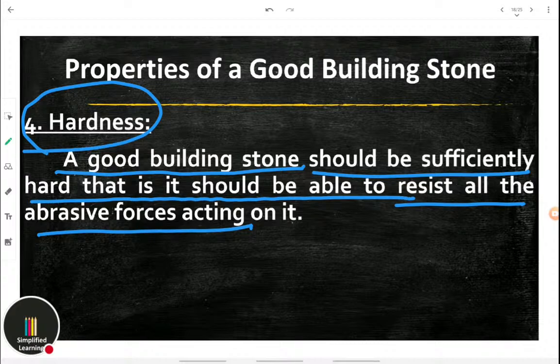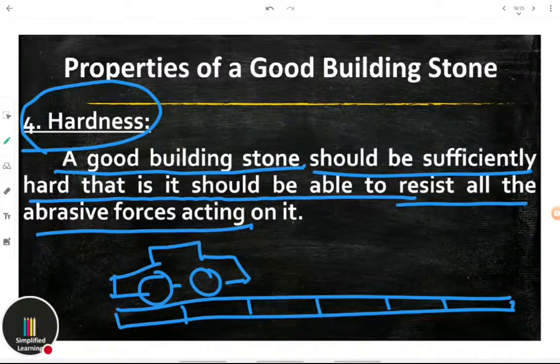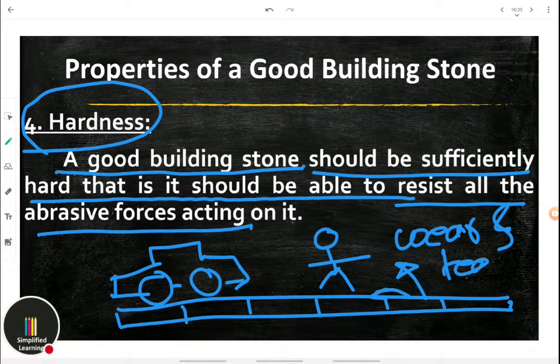Abrasive forces means what? For example, let's say we have installed a specific kind of stone on the walkway. Let's say we have installed some granite on the walkway. What will be the abrasive forces? The forces exerted by the footsteps of pedestrians, any kind of force which is going to cause wear and tear of the stone is called an abrasive force. And a good stone is hard. A good stone should possess sufficient hardness. All the abrasive forces should be resisted by it.